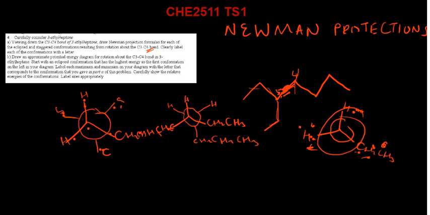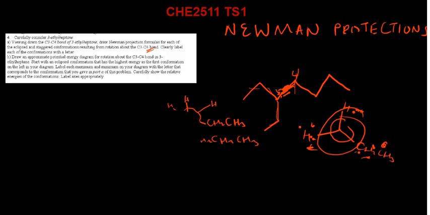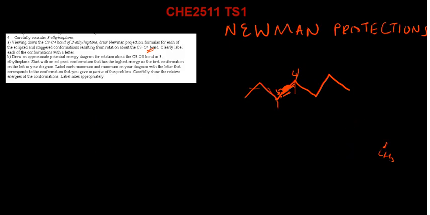Because you might end up drawing the same structures if at one point you rotate the front carbon and at another point you rotate the back carbon. So choose which carbon of that sigma bond you're rotating. I've rewritten my structure, but it's just the same: 1, 2, 3, 4, 5, 6, 7, and carbon number 3. So this is 3 and this is 4.